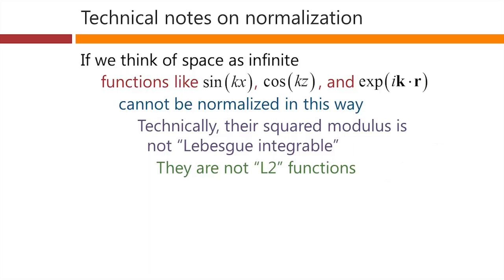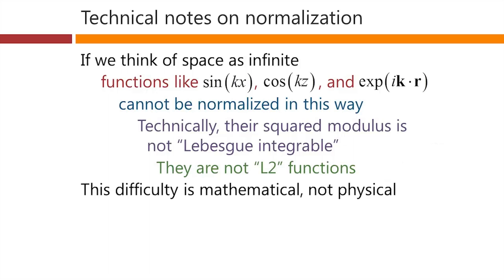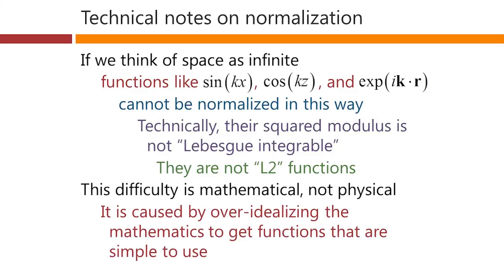Now, this terminology doesn't really concern us much here, but I want to emphasize that this difficulty is a mathematical one. It's not a physical one. It's a consequence of us having over-idealized the mathematics. We love to work with functions like these. They're very easy to work with, and they're solutions of other idealized equations. But this is a price that we are paying for using these very simple functions. We end up not being able to normalize them here. In any real physical problem, we're not actually going to run into this difficulty of normalizing wave functions, but when we set up somewhat idealized mathematical forms, we can run into technical difficulties.